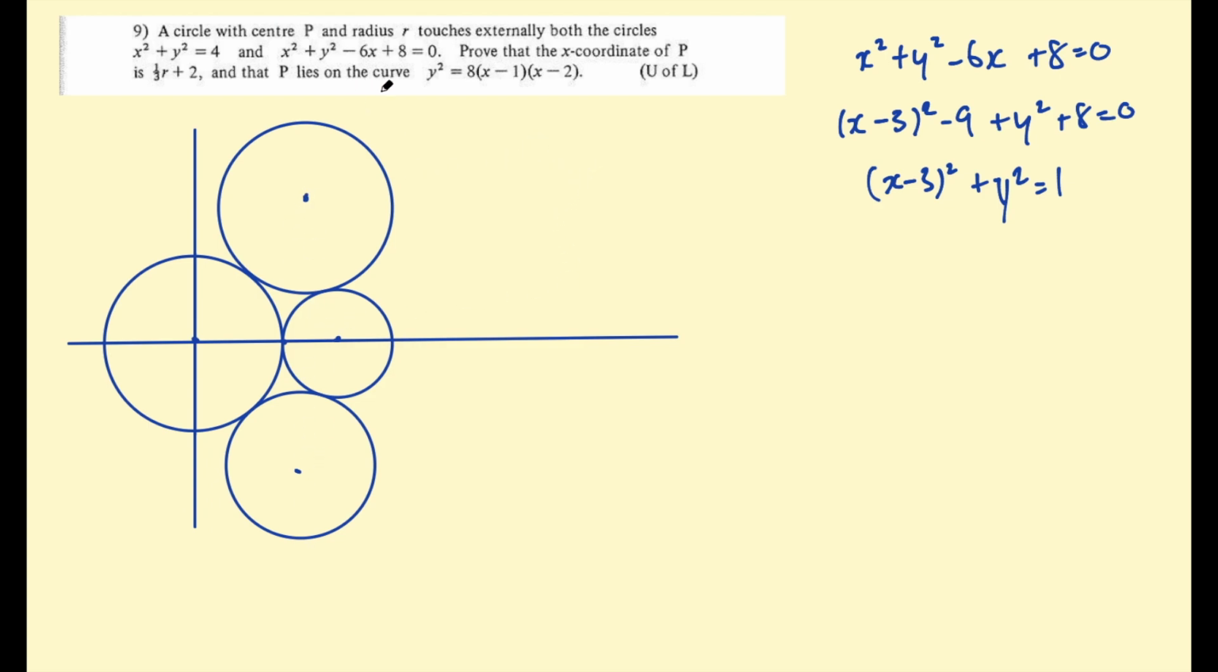Firstly we want to prove that the x coordinate of P is a third r plus 2. Where to start here? Where I began was looking at right angle triangles. Right angle triangles are often a really good place to start with these geometric questions. So I began by drawing a triangle from the origin to the center P and then to the center of the second circle, and then I drew a line straight down to the x-axis.